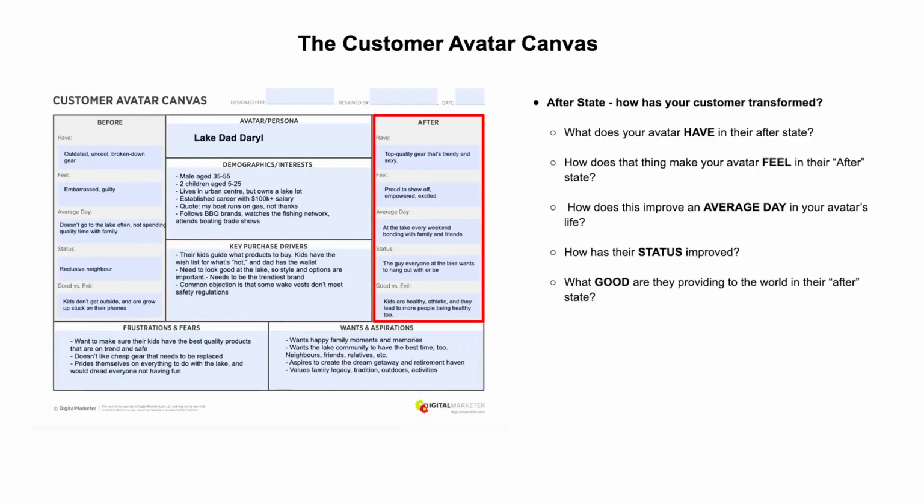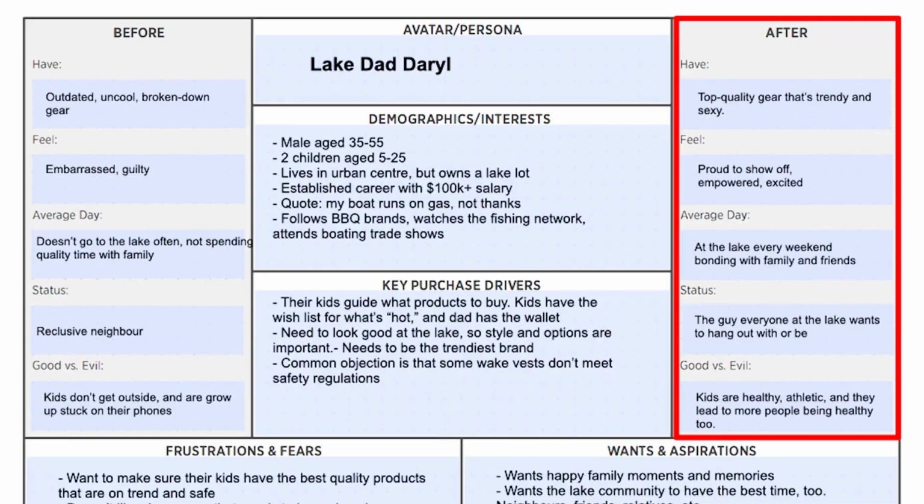With the after state, we're asking now, how has your customer transformed? With the have, we're thinking about what Lake Dad Daryl has. Now he has top quality gear that's trendy and sexy. How does that make him feel? It makes him feel like he's proud to show it off. He's empowered and excited. How does that impact his average day? Now he's at the lake every single weekend making memories with his friends and family. How does that impact his status? Now he's the guy that everyone at the lake wants to hang out with or even be.